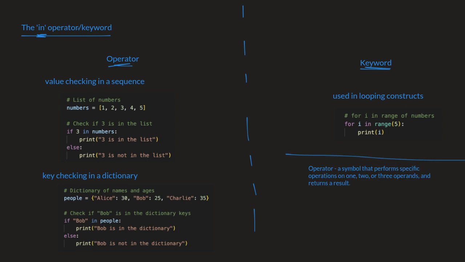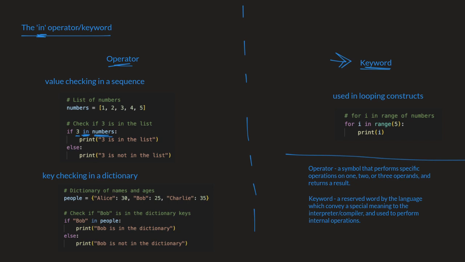So in programming, an operator is a symbol that performs specific operations on 1, 2, or 3 operands and returns a result. Right here, in this first example of if 3 in numbers, we have the in operator, and it's a binary operator because it has a left operand and a right operand. So it's dealing with 2 operands, making it a binary operator. We'll go into how exactly the in operator works in a second, but let's look at the definition of a keyword in programming.